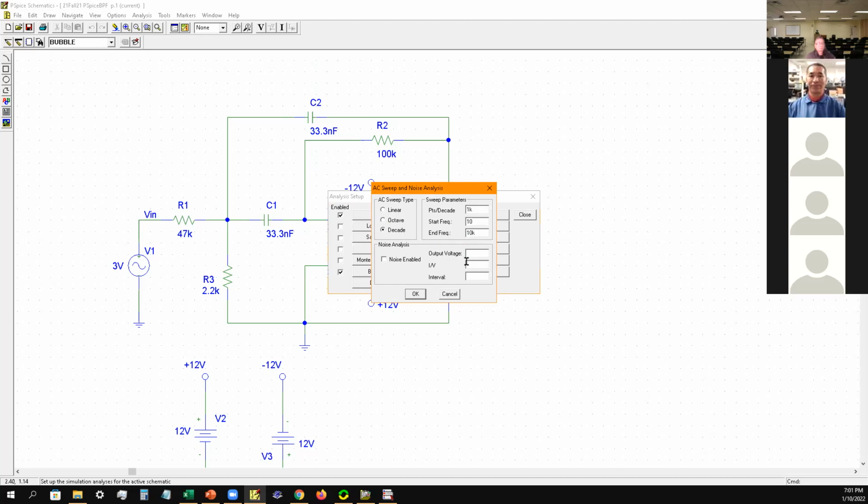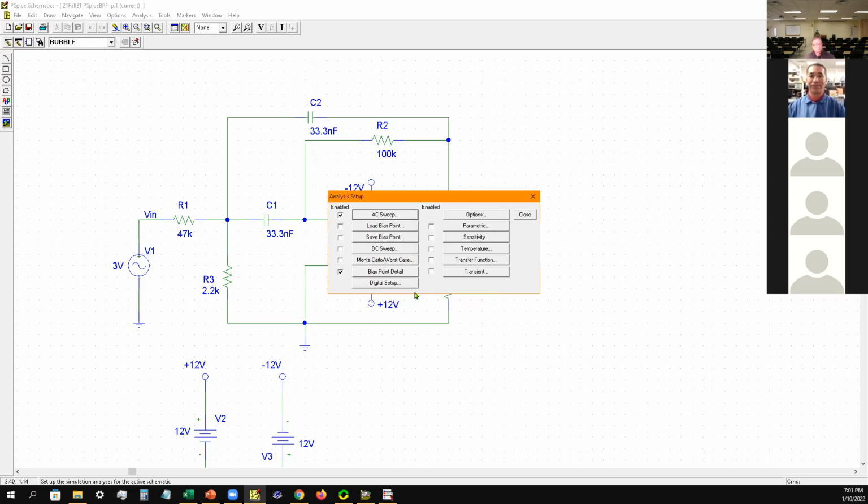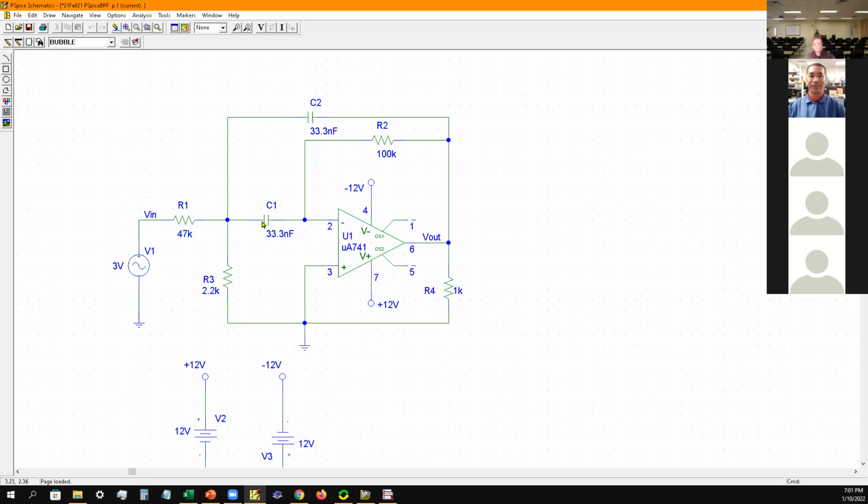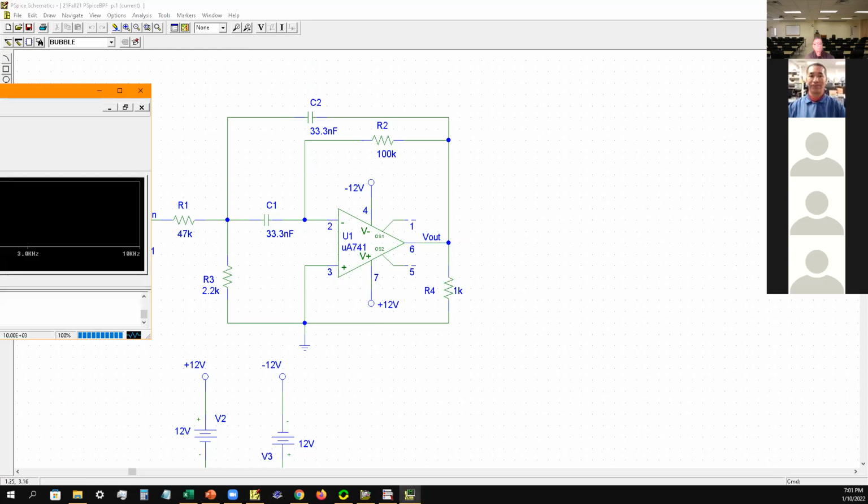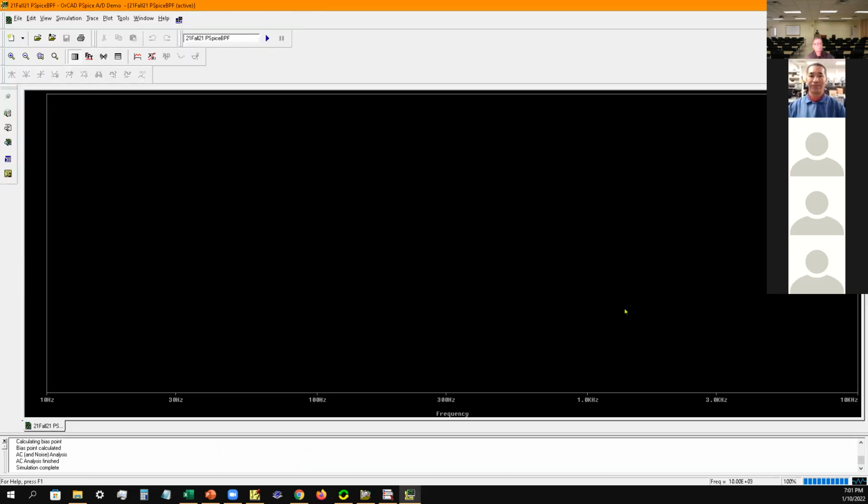Okay, perfect, I got that far. Once you have that saved, go to Analysis and click Simulate, or F11, to run the simulation. Then it should be simulating. Let me see, it's collecting the data. Okay, so here it is. You should get a black screen like this.